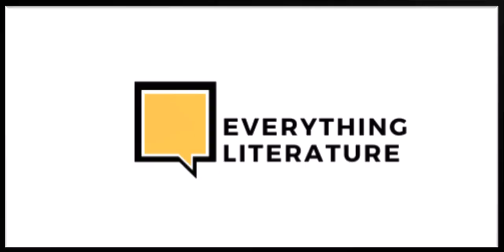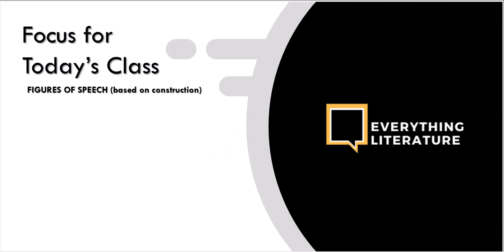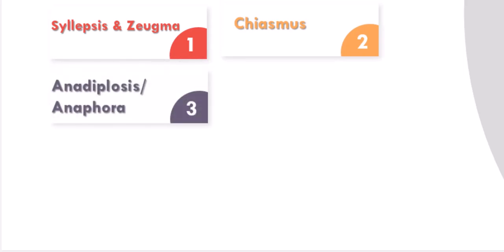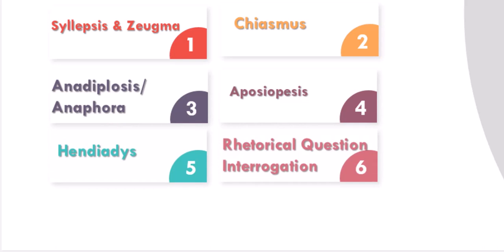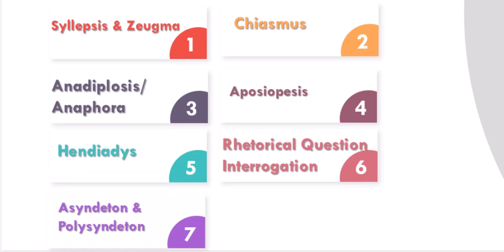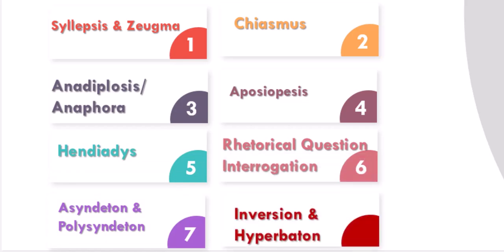Once again, you're most welcome to Everything Literature, and our focus for today's class will be on figures of speech based on construction. Specifically, we'll be taking a look at syllepsis and Zeugma. Also, we have Chiasmus. Then we take a look at Anadiplosis combined with anaphora. Next, we have Aposiopesis, Hendiadys, rhetorical question, or what we call interrogation, again, Asyndeton and polysyndeton. We have inversion and Hyperbaton.